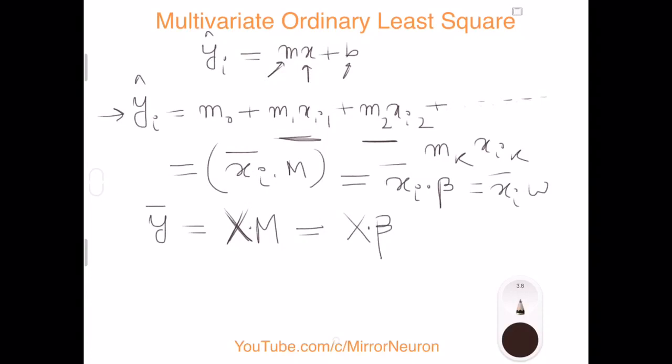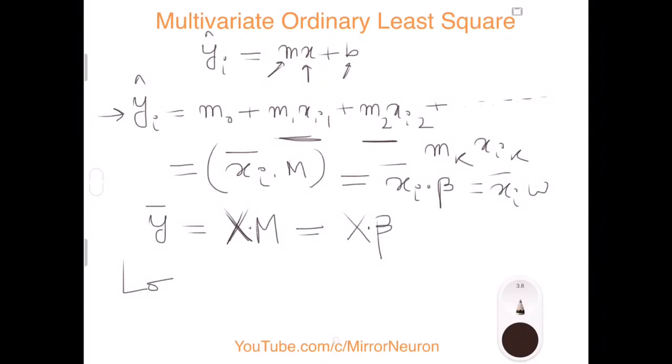Okay. All right. So now that we have covered the notation and how my model would look in a multivariable scenario, let's define the loss function for this case.